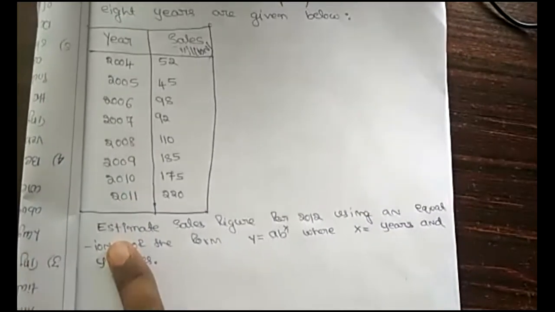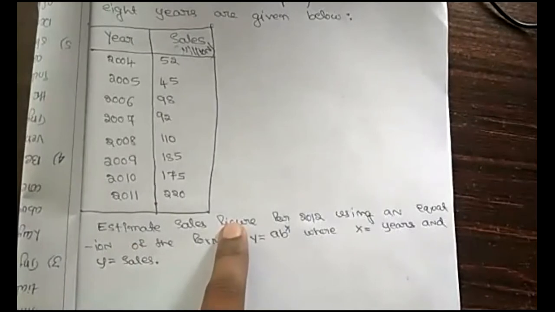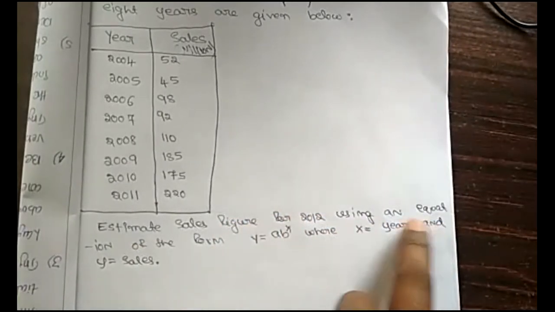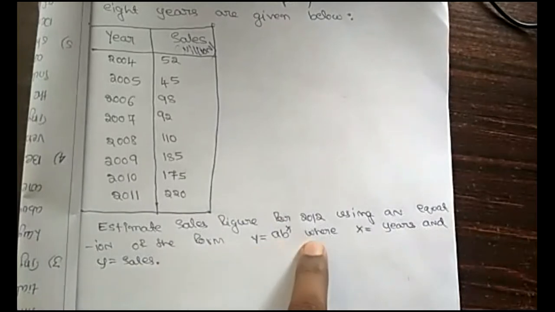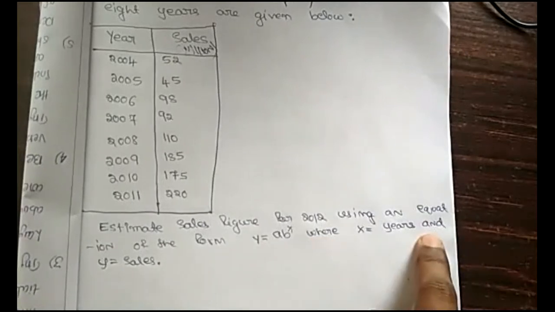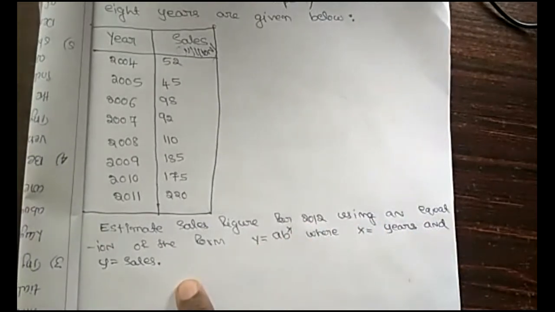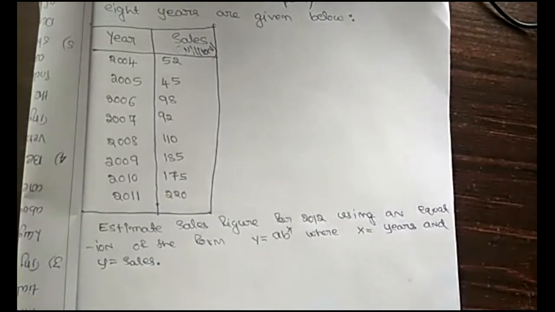They ask to estimate the sales figure for 2012 using an equation of the form y is equal to a b to the power x, where x is equal to years and y is equal to sales. In this question they asked only to estimate the sales figure. They didn't ask to calculate the trend values, so there is no need to find the trend values. You can just estimate the sales for 2012 by using the equation.